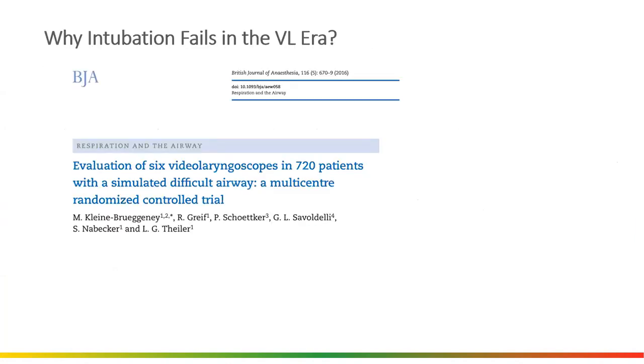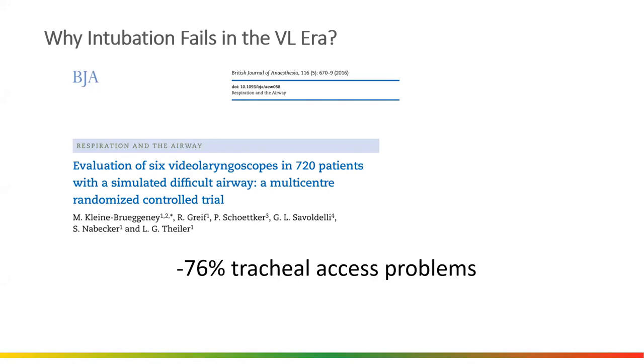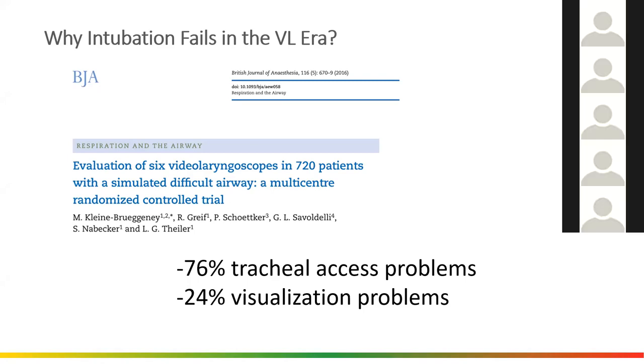So why do we fail during the VL era? This is a pooled study where they put C-collars on patients to limit their mouth opening and neck flexibility, and then used video laryngoscopes and asked what is the first pass rate. So these are simulated difficult airways. How often do we fail, and what does the trauma look like in the patients? 76% of the time it was a tracheal access problem, and 24% of the time it was a visualization problem. Again, we see that switch when we start using video laryngoscopes, from visualization as the primary problem to tracheal access as the primary problem.